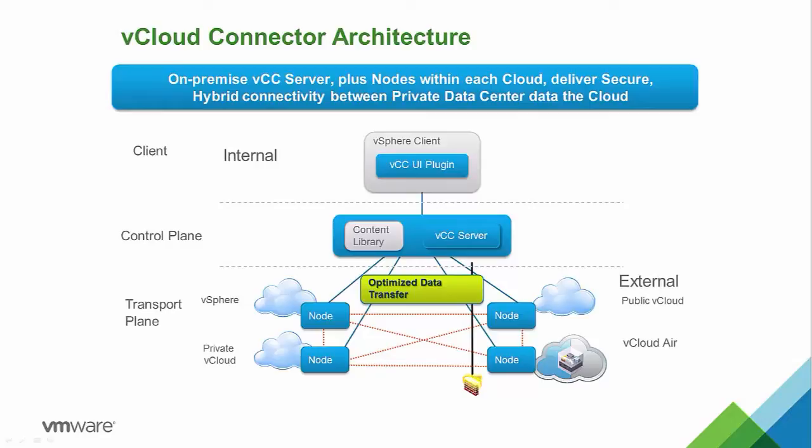Next, let's look at the transport plane, and this will be the vCloud Connector nodes. This is a virtual appliance that handles transferring content from one cloud to another. A vCloud Connector node must be installed in every vSphere or vCloud Director-based cloud that vCloud Connector oversees. vCloud Air has a pre-configured node for all tenants.